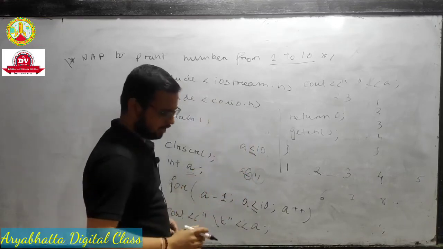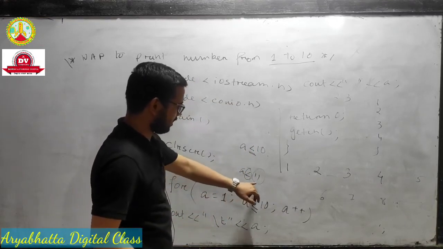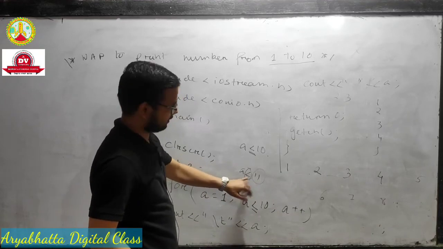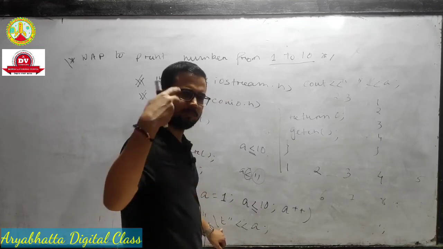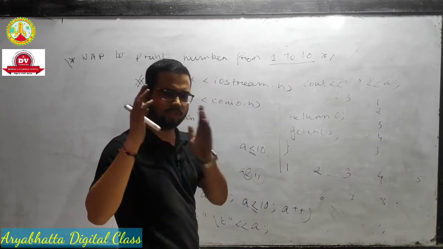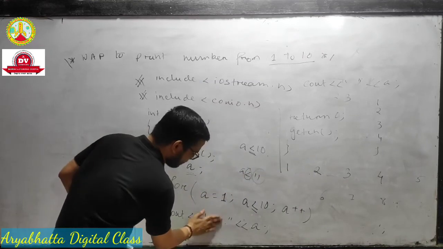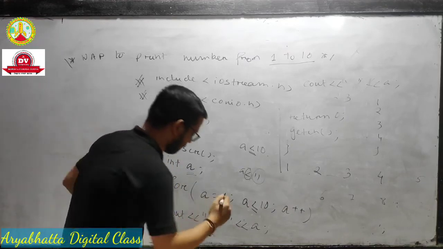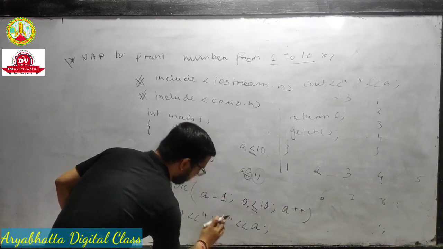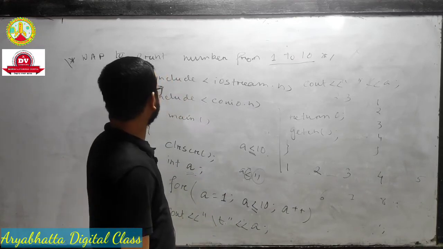Or if you take 11, only take less than. And backslash t, or you can take backslash n, or you can take only one space. If t, then tab space. If you take only one space, then simply one space. If you take backslash n, this is for new line. But we write backslash t because of tab space. And this is a simple for loop program.